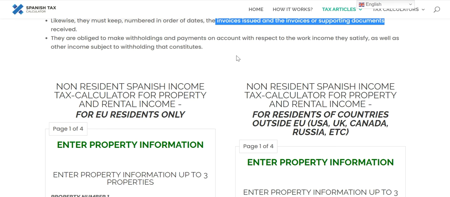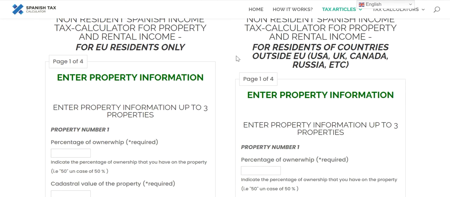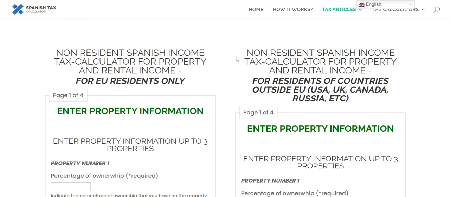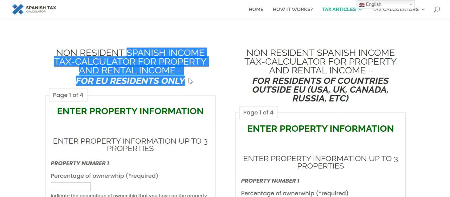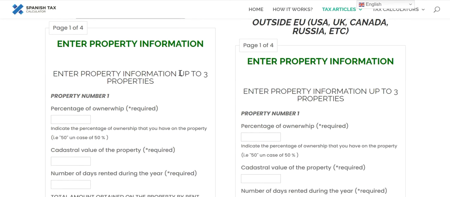Once we have explained the income tax system for non-residents, let's go for a calculation that we have prepared in our simulator of Spanish income tax, which we have divided for your comparison between EU residents and non-EU residents. Talking first about EU residents, we have included in our calculations up to 3 properties. For example, an apartment, a garage, which does not form part of the apartment, and a second house that the owner could have in Spain.